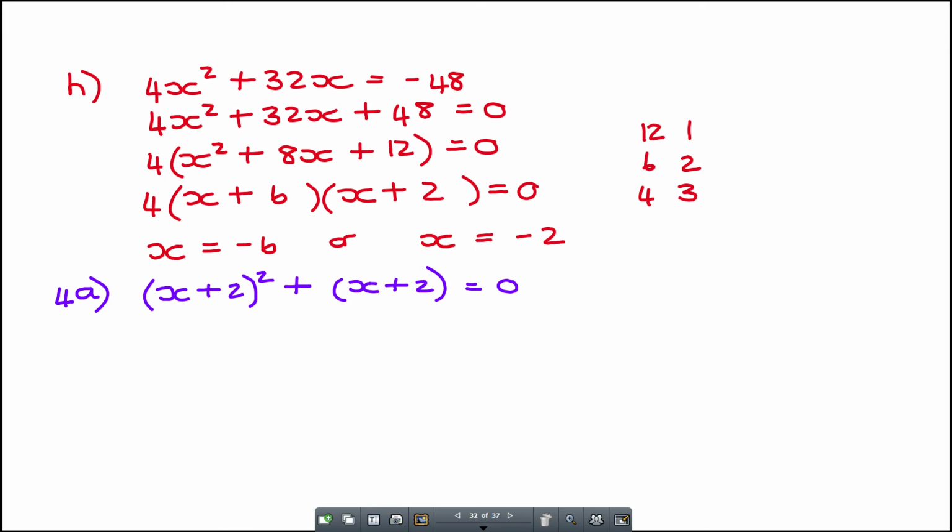Now we've only got 3 methods to factorize: trinomial, difference of two squares, or common factor. Which one will I choose here? Common factor. Because what's the same for both? That bracket of x plus 2. Just quickly want to show you guys, there's actually a 1 written in front. If there's nothing, we assume it's a 1. We don't always write the 1, but technically it's there.